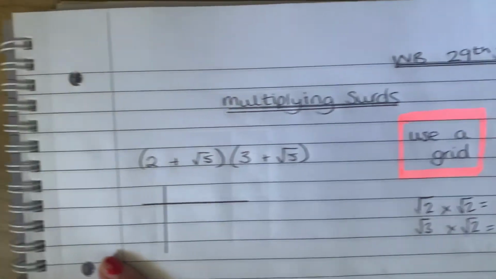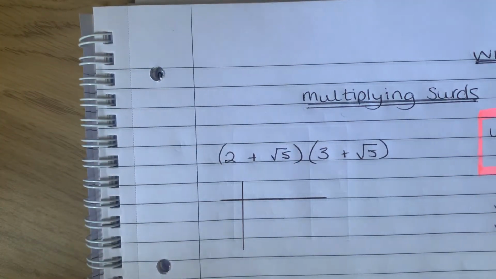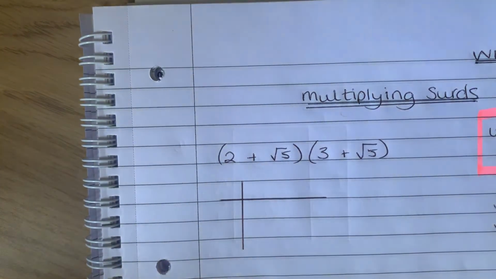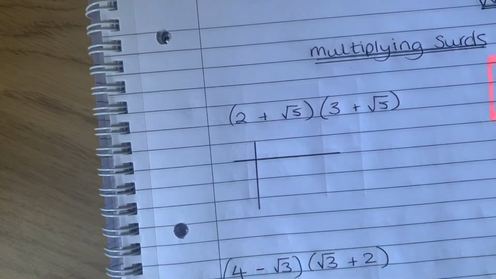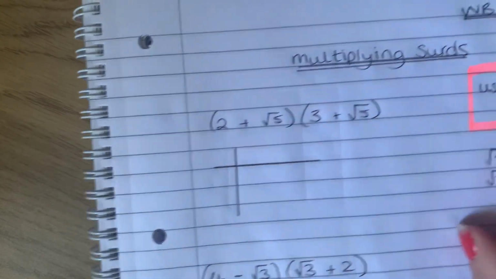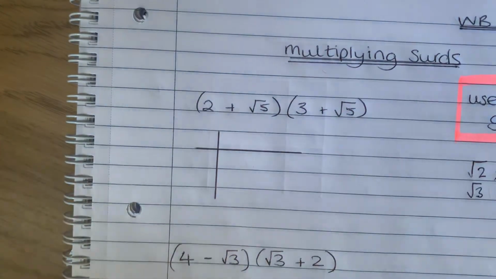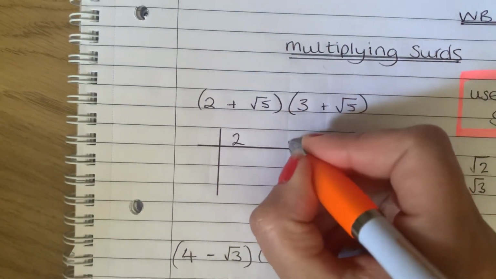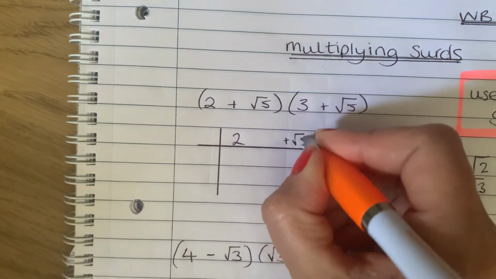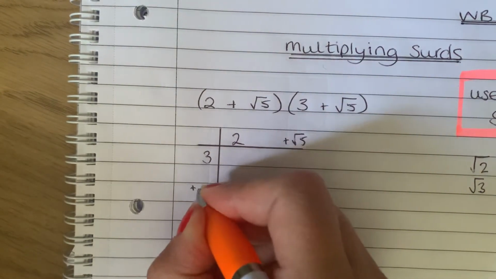Right, so we're going to look at this lesson. It's a bit like the identities work that you did previous week. We're going to look at multiplying out a double bracket that contains surds, okay? So we always use a grid. Always use a grid. So the first one, okay, we've got 2 add root 5 and 3 add root 5.